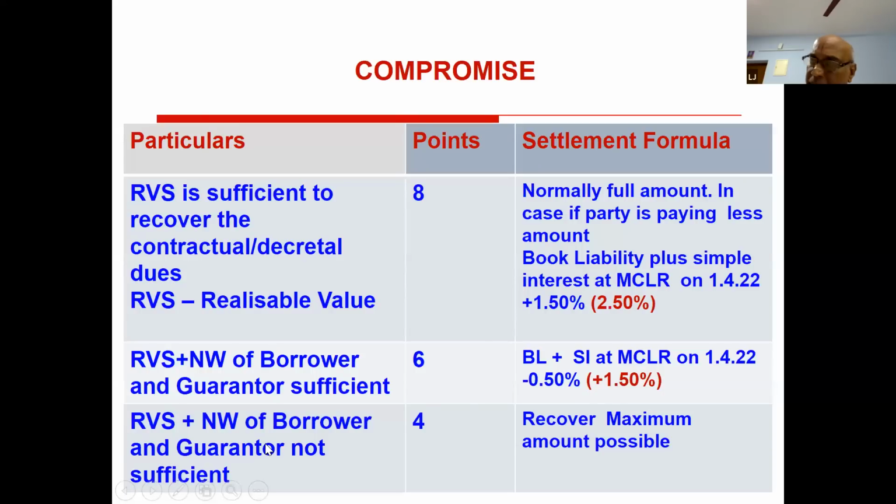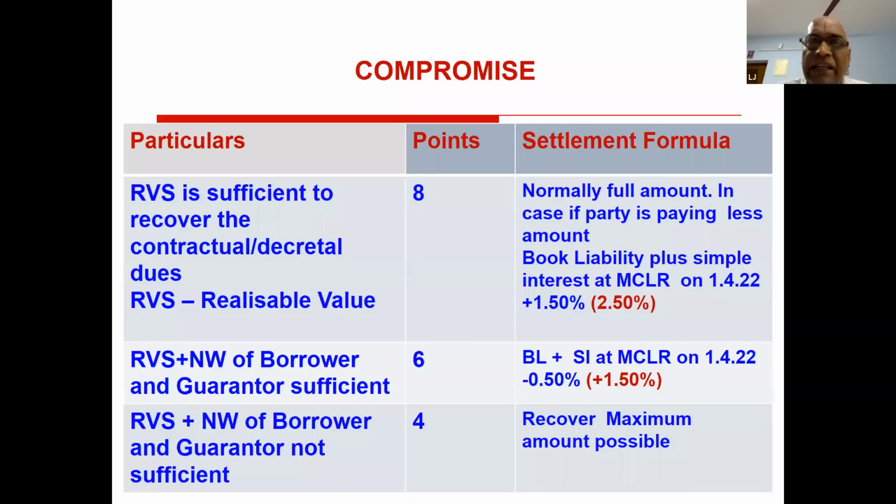And the third possibility: both the realizable value and the net worth of the borrower and guarantor are not sufficient to recover the dues. Then there is no formula for that. Based on your negotiation skills, you should try to recover the maximum amount possible. So this slide tells you, at the time of going for OTS, you find out what the realizable value is, what the net worth of the borrower is, and depending on that apply the formula and ask the borrower to pay that much OTS amount. This is the normal OTS scheme.